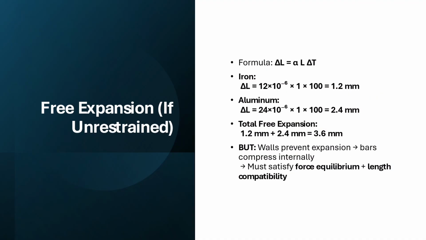If the bars were free to expand, we would use the formula delta L equals alpha times L times delta T. For this iron bar, it gives about 1.2 millimeters of free expansion, and for the aluminum bar, it gives 2.4 millimeters. Together, that would freely expand 3.6 millimeters. But because the walls are rigid, the bars are not able to expand at all. Instead, the walls push back on the bars, and in reaction, both bars develop internal compressive stress.